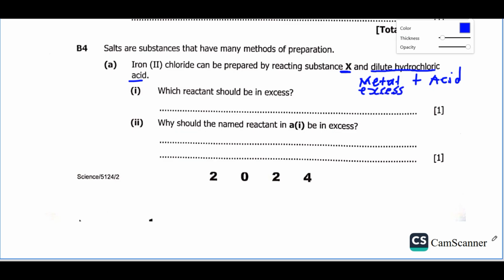Why? Because we want to make sure that all the acids are used up. It's easy to get rid of the excess metal compared to the excess acid. So that's the reason. Or you can just master this point as whenever you're dealing with a reaction between a metal and an acid, make sure that the metal is in excess so that all the acids are used up. Then the remaining excess metal can be just filtered to remain with the salt. So which reactant? Say substance X.